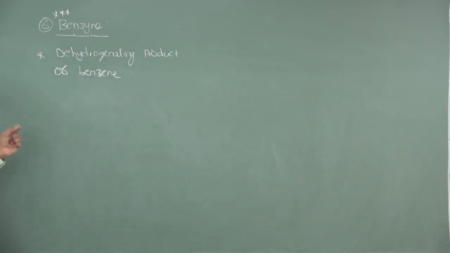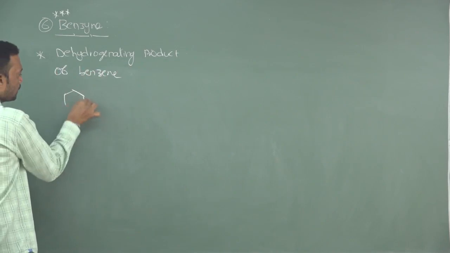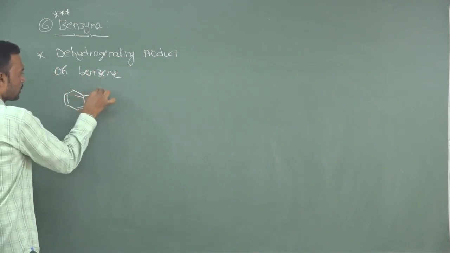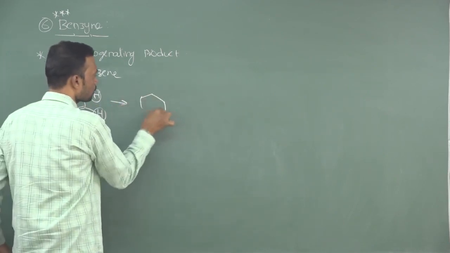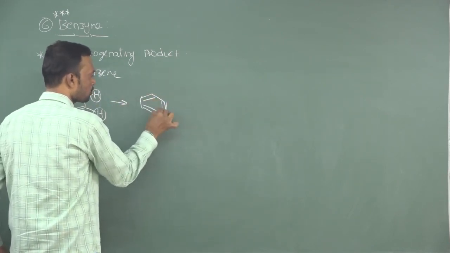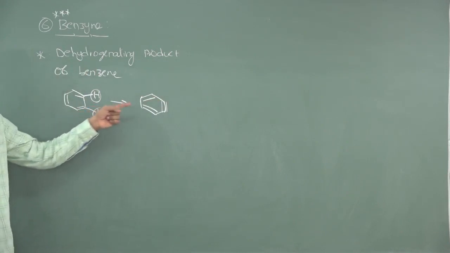So when benzene loses two hydrogens, that will form benzyne. Suppose here one hydrogen is there and here one more hydrogen is there. If you remove these two hydrogens, loss of hydrogen will take place. Finally, a triple bond formation takes place. This is benzene and this is benzyne.